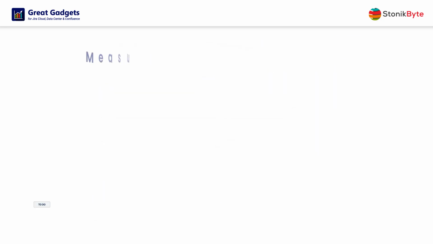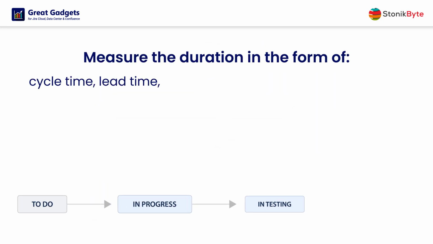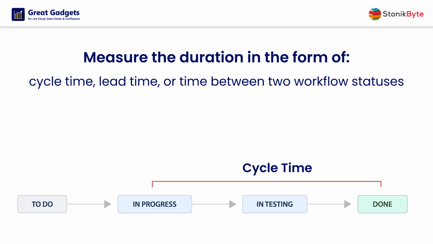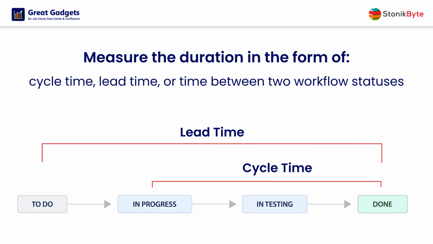You can configure it to measure the duration in the form of cycle time, lead time, or time between two workflow statuses. Cycle time is the processing time between the moment your team started working on the item and when they marked it as completed. Lead time is the time from when the work item was reported to when it was delivered to the customer, so the total time from the customer's perspective.